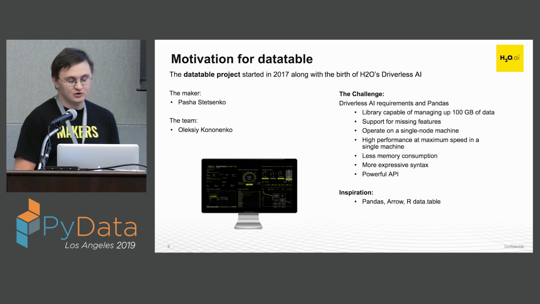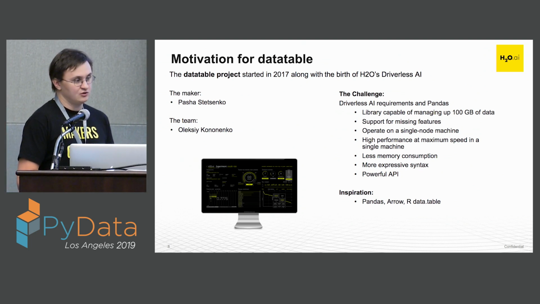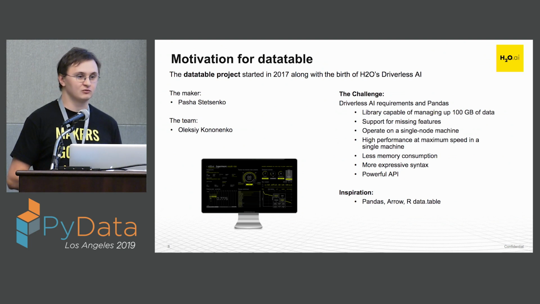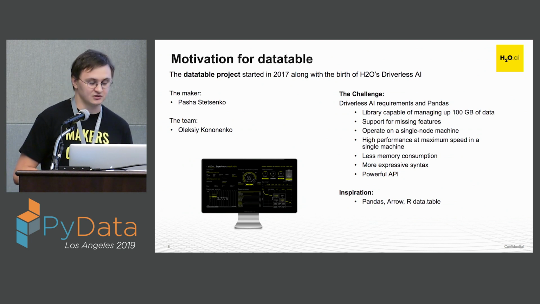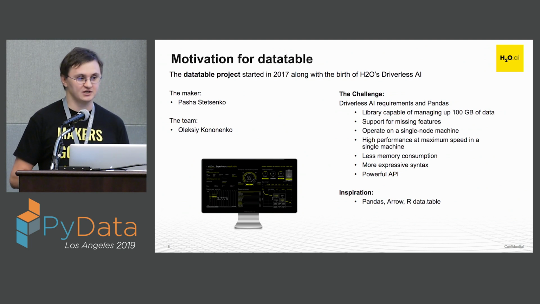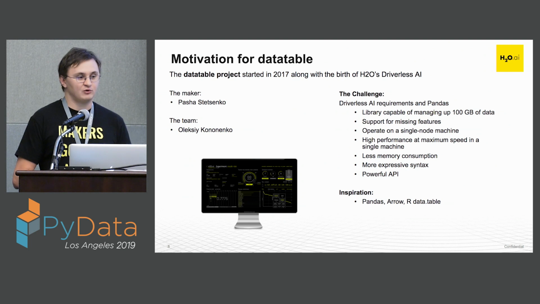I already mentioned that the main challenge for data table was that we wanted to support huge amounts of data. Currently we can process up to 100 gigabytes of data on a powerful single node machine, and we aim to raise that limit at least 10 times in the coming year. We also wanted uniform support for missing values. In Pandas there is some support for missing values, but not for all column types. In Arrow now they have support for missing values in all types. Missing values are extremely important in data science, so this is why it was on the top of our list.